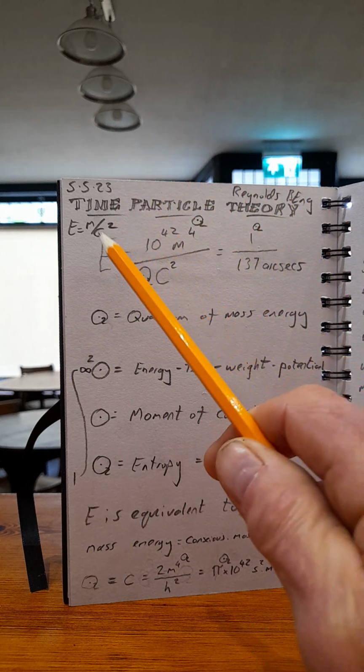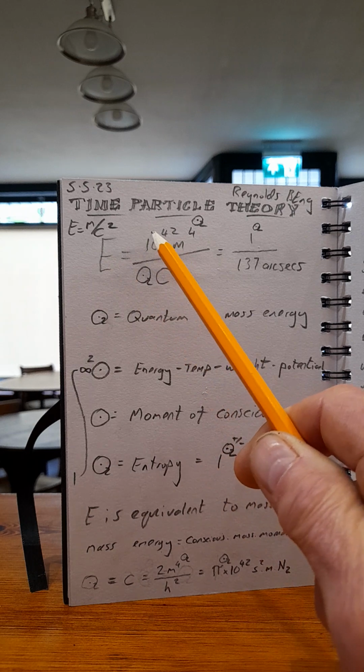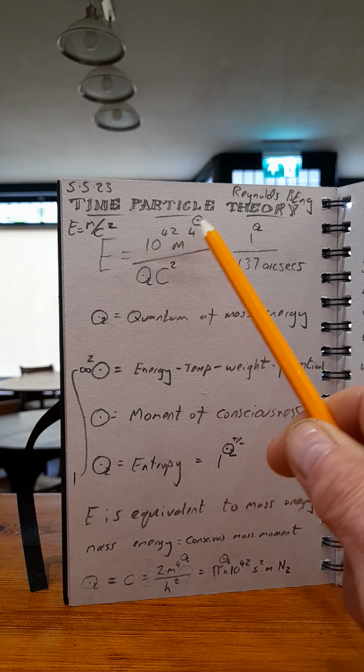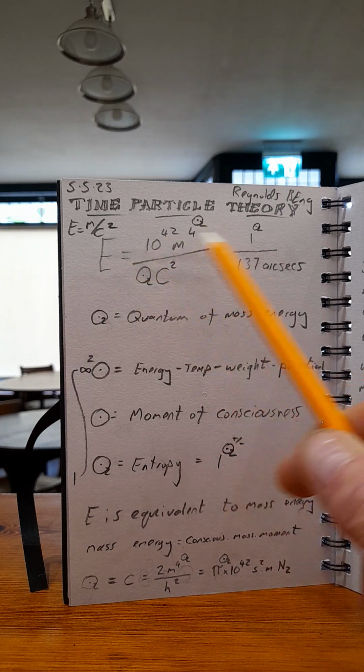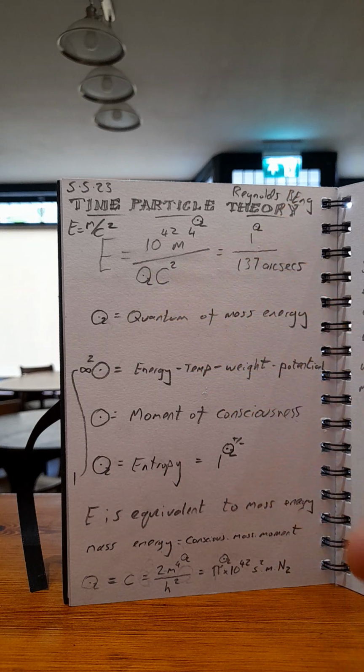So, I can then say that the energy equals 10 to the 42 metres to the 4 to the quantum over quantum of c squared. And I can tell you where I got all those from.